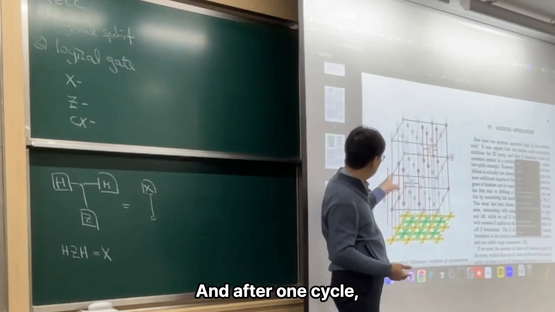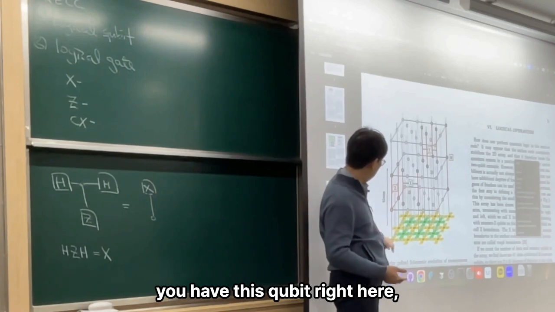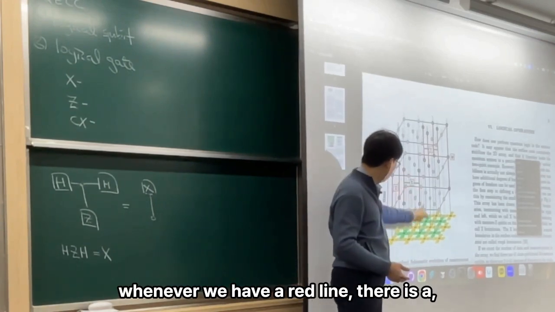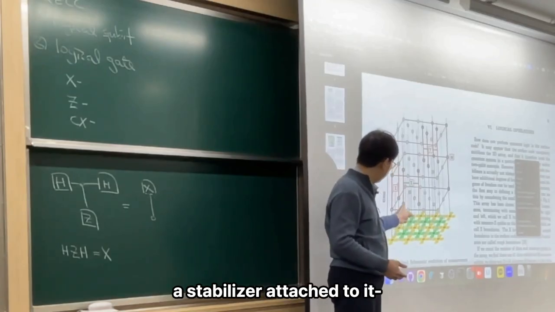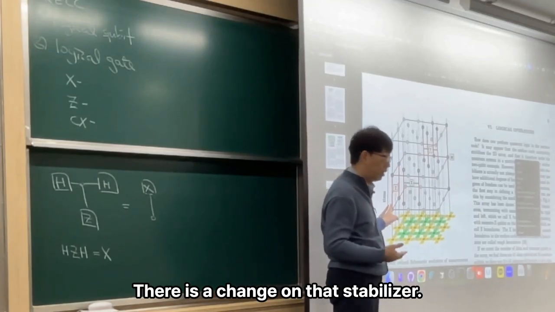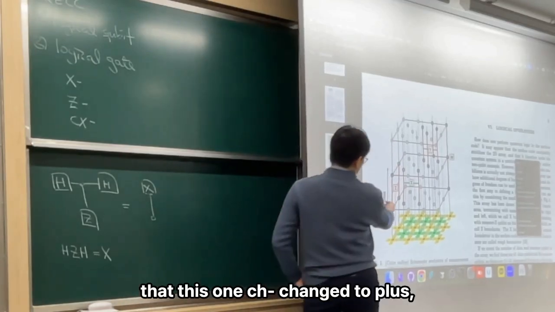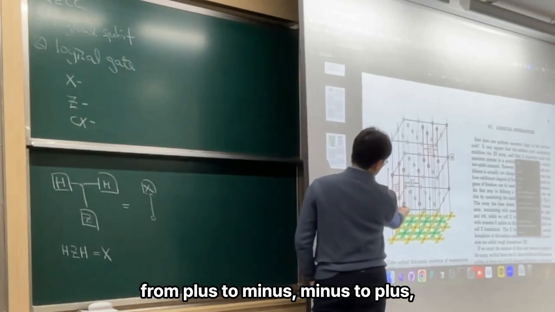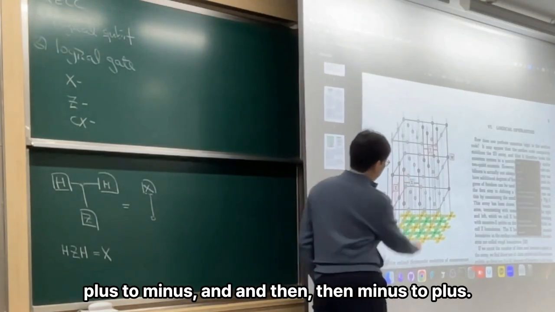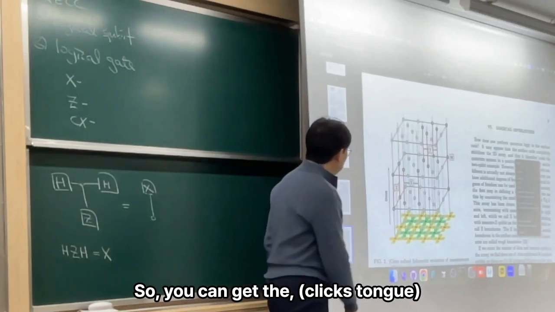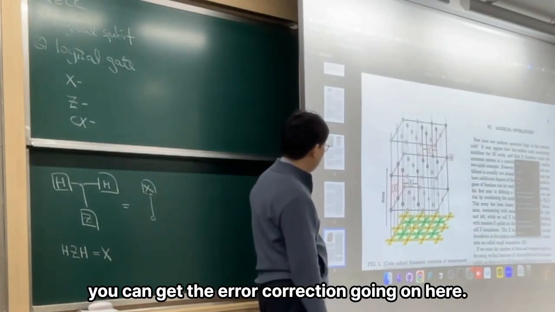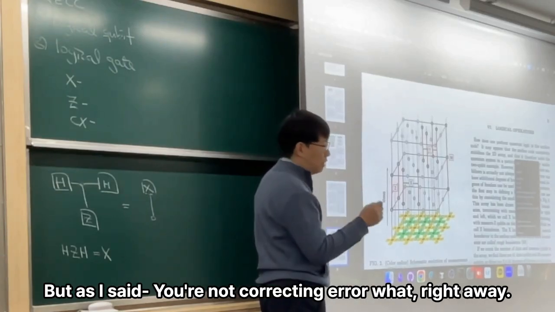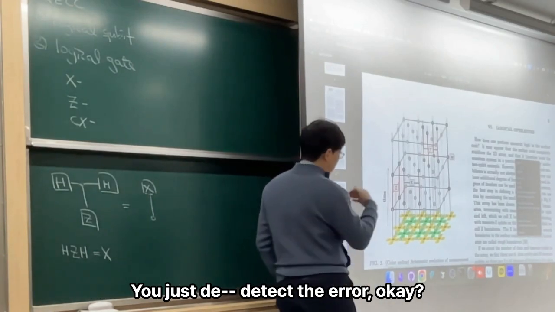So here's a period that takes time to finish one cycle. And after one cycle, you have these qubits right here, and this red bar. Whenever we have a red line, there is a stabilizer attached to it. There is a change on that stabilizer. So you can see that this one changed from plus to minus, minus to plus, minus to plus, plus to minus, and then minus to plus. So you can get the error correction going on here, but as I said, you're not correcting the error right away. You just detect the error.